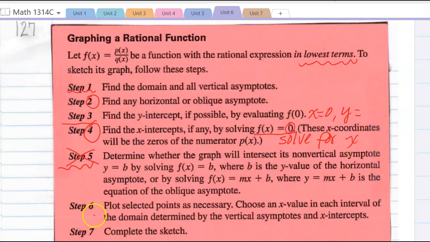We will do step number 6, which is to plot our points that we have, and use our parent functions to help guide us on what our graph should look like. And then obviously we will complete our graph or sketch by connecting points as well as making smooth curves.